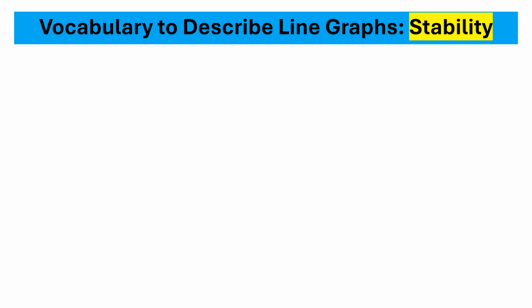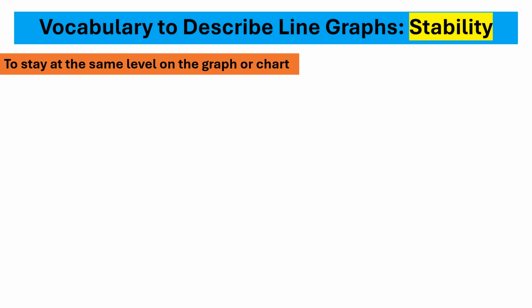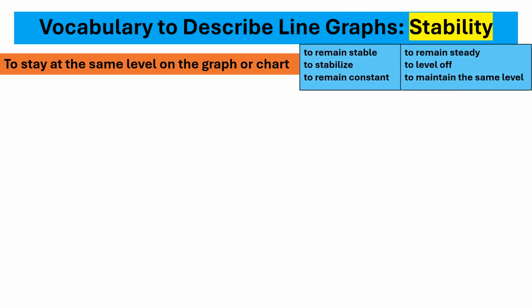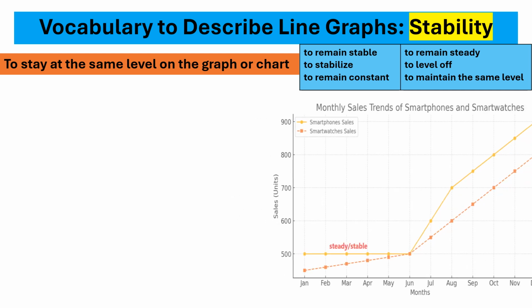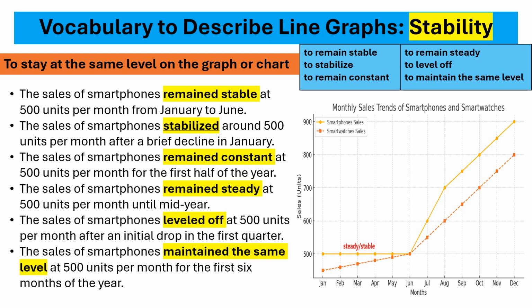Not all trends in a line graph show sharp increases or decreases. Sometimes data remains at the same level for a stretch of time without significant changes. To describe these stable trends, we use specific words and phrases, such as remain stable, remain constant, remain steady, stabilize, level off, etc. Some commonly used expressions, along with their example sentences, are provided here. As you go through them, notice how they describe stability in a trend, as shown in the graph.